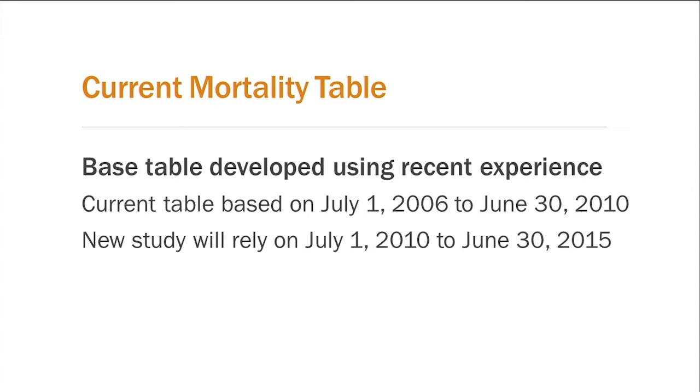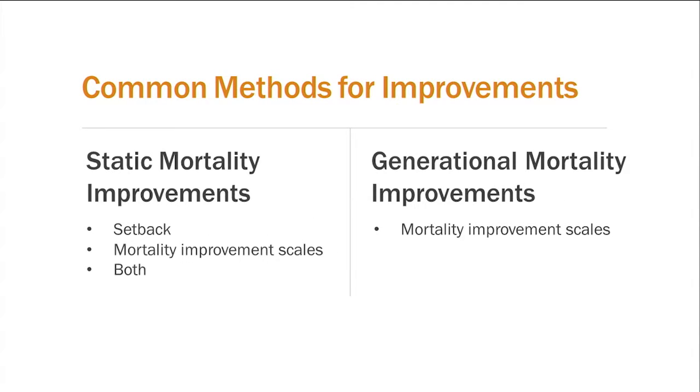So for the current table, we always use the period between the experience studies. The current table we use today is based on 2006 to 2010 experience, whereas the new table you'll be asked to adopt will be based on 2010 to 2015 data. And then when it comes to mortality improvements, actuaries usually have two ways to reflect them into their assumptions.